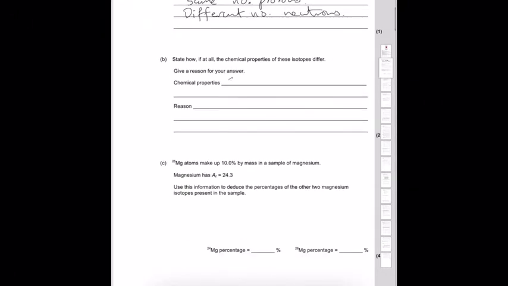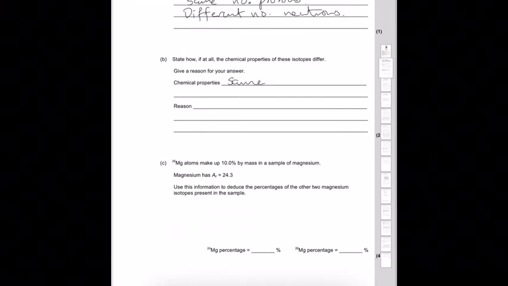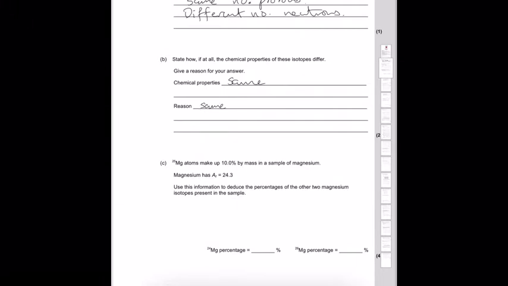Okay. Next one, state how the chemical properties of these isotopes differ. They should all be the same. Why is that? It's because they have the same electronic configuration, or same number of outer electrons, or something along those sort of lines. But it's looking at the arrangement of electrons.